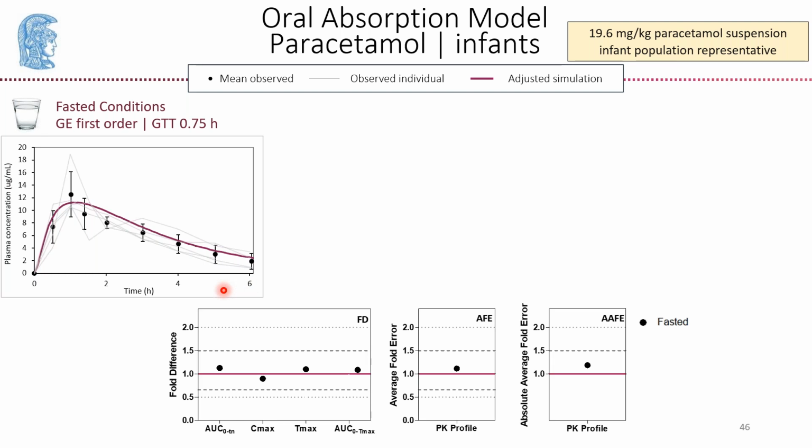And if we look on the bottom of the slide, here we present the fold difference for the different PK parameters. So AUC, Cmax, Tmax, and AUC until the Tmax, so the partial AUC of early absorption of the oral absorption phase.